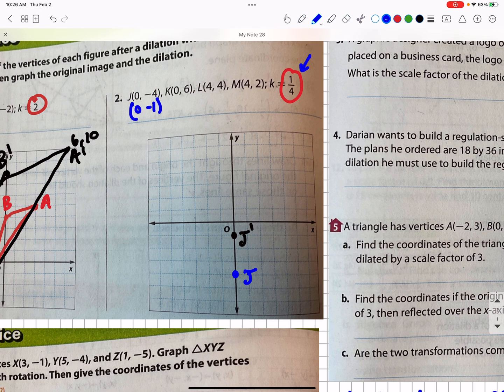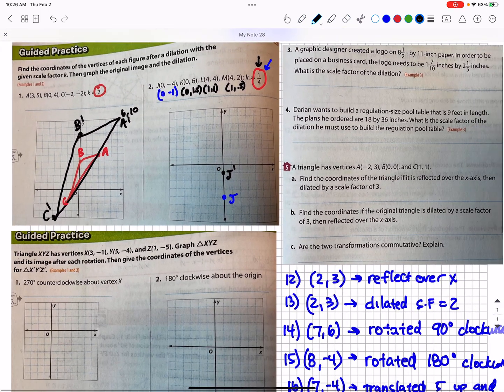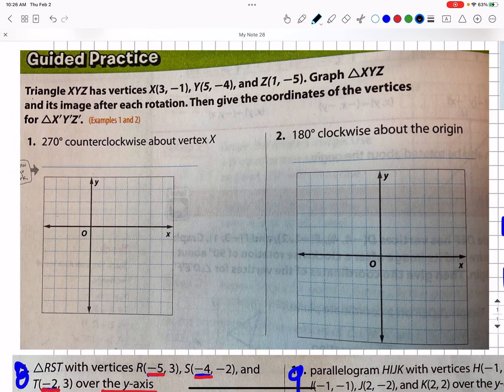So 0, 6 goes to 6 divided by 4, which is 1.5. This one will go to 1, 1. This one will go to 1, 0.5, because I'm just going to multiply all the numbers by 1/4, or basically just divide by 4. So you can graph all of those, and you get a big shape and a small shape in the middle.